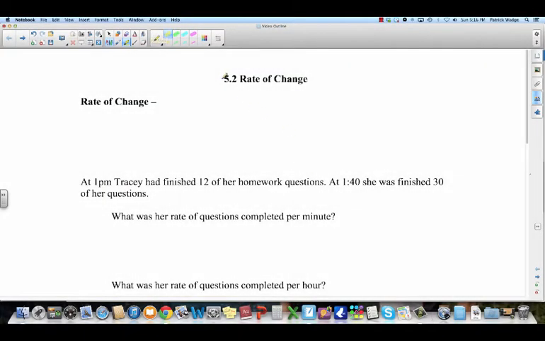Sweetness. Section 5.2 is on rate of change. Whoa, rate of change. And what is rate of change? It's a ratio that compares quantities with different units. So we've talked about ratios before. A ratio is just a comparison, but a rate is a special type of ratio that has different units.